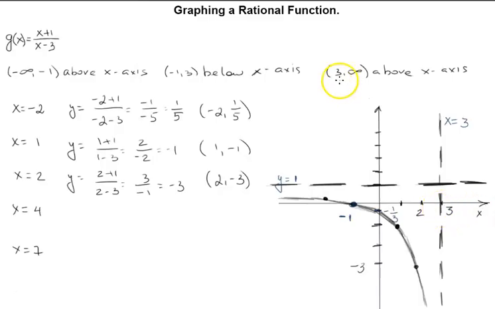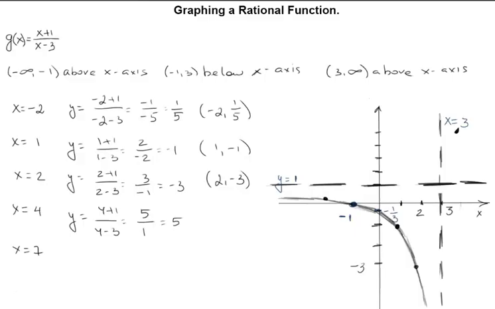Remember the interval from 3 to infinity is going to go above the x-axis. So if x equals 4, then y will be 4 plus 1 over 4 minus 3, so that will be 5 over 1, which is 5. So if it's 4, then it's going to be 1, 2, 3, 4, 5. It's going to be somewhere here.